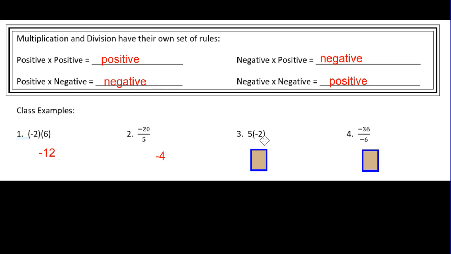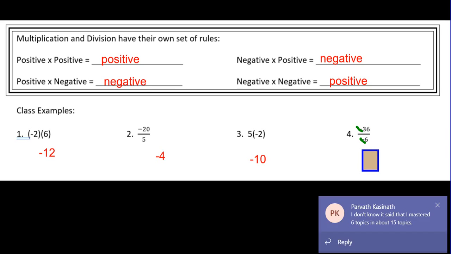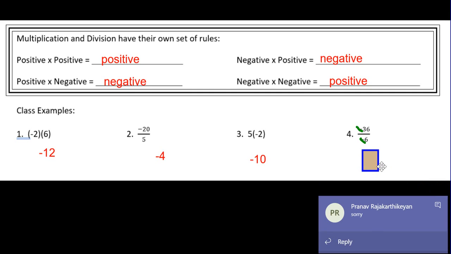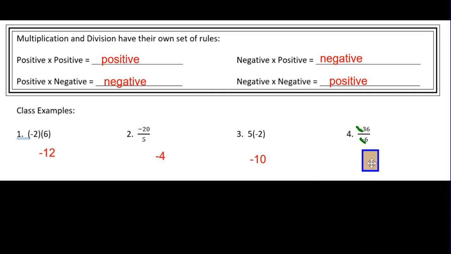5 times negative 2, again, only one negative, so we're just going to do 5 times 2, put negative in front of it, that gets us negative 10. Here we have two negatives, negative 36 divided by negative 6, and here that means that we can cancel out these negatives. So this is going to have the same answer as positive 36 divided by 6, which gets us 6. 36 divided by 6 is 6.